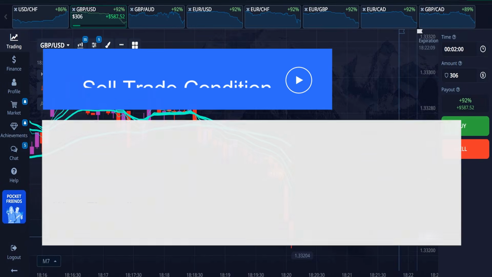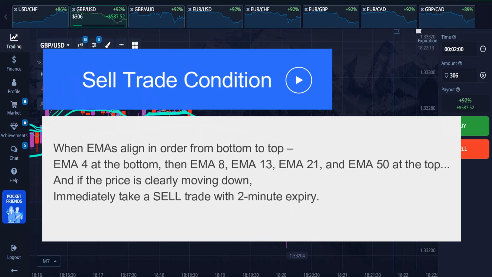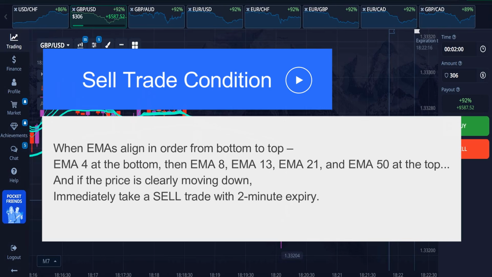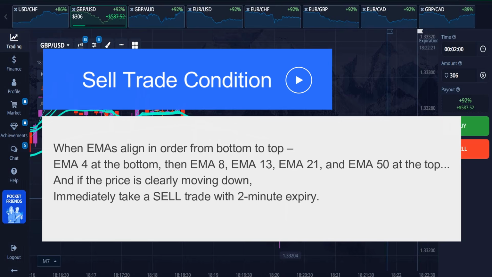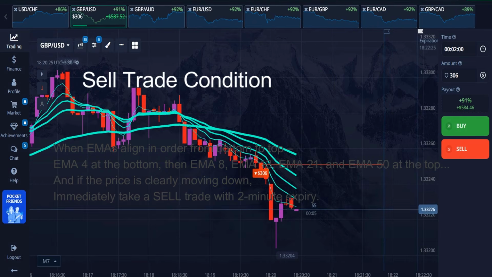Sell trade condition. When EMAs align in order from bottom to top, EMA 4 at the bottom, then EMA 8, EMA 13, EMA 21, and EMA 50 at the top. And if the price is clearly moving down, immediately take a sell trade with 2-minute expiry.